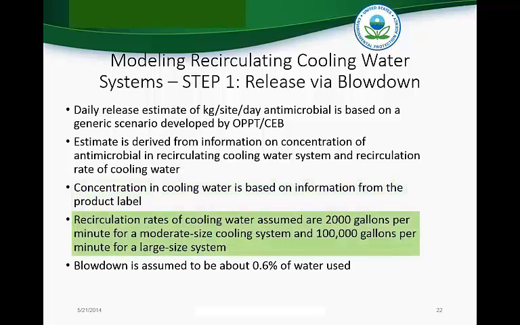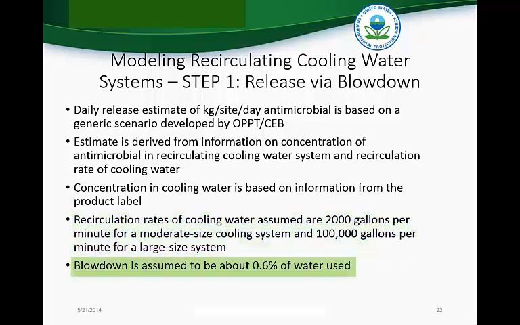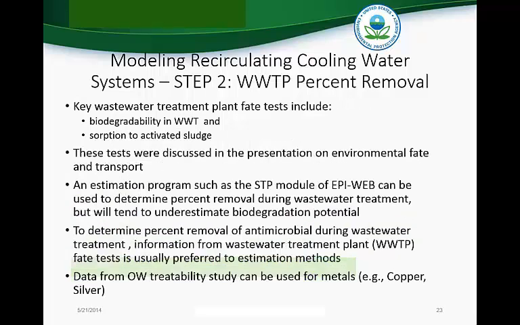Recirculation rates of cooling water assumed are 2,000 gallons per minute for a moderate-sized cooling system and 100,000 gallons per minute for a large-sized system. Blowdown is assumed to be about 0.6% of the water used.